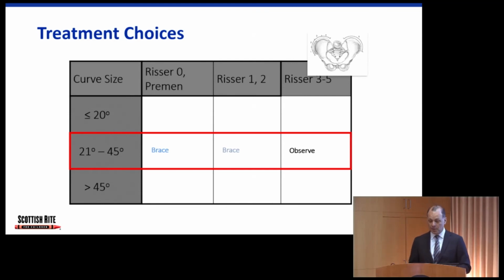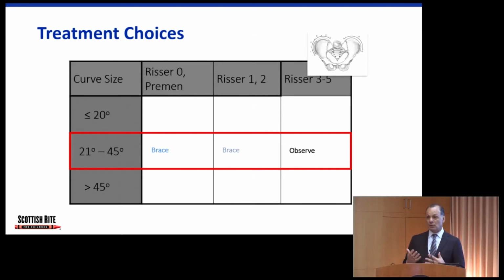So that's why between 20 and 45 degrees, if you're a Risser 0 up to a Risser 2, then we will brace those children. If you're a Risser 3, 4, or 5, you don't have enough remaining growth to have any advantage to using a brace.